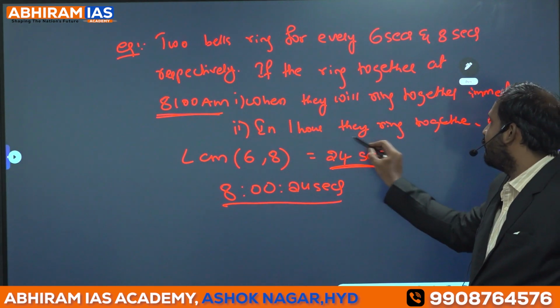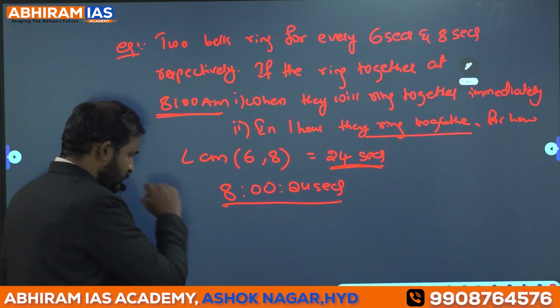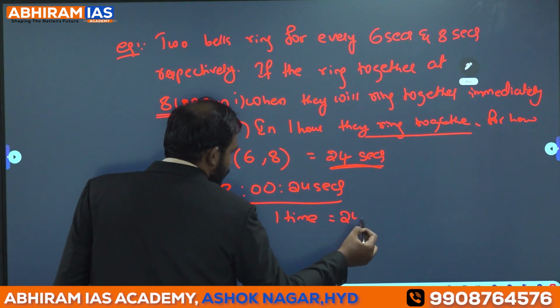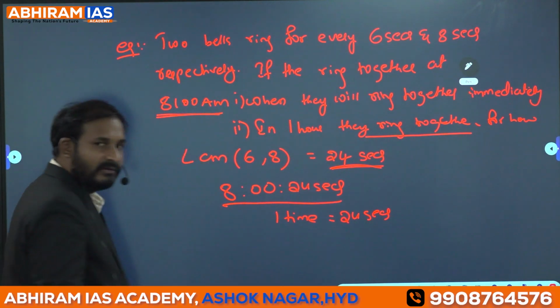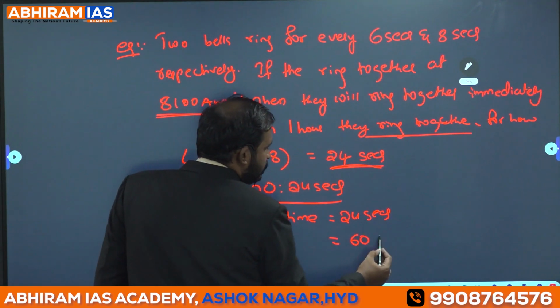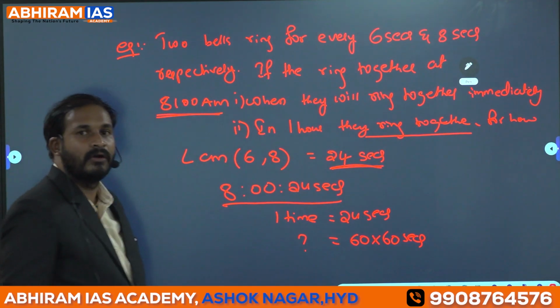Next, in 1 hour, they will ring together for how many times? To ring together once, it is taking how much time? 24 seconds. In 1 hour, how many seconds? 60 into 60 seconds. In 60 into 60 seconds, this event will occur for how many times?